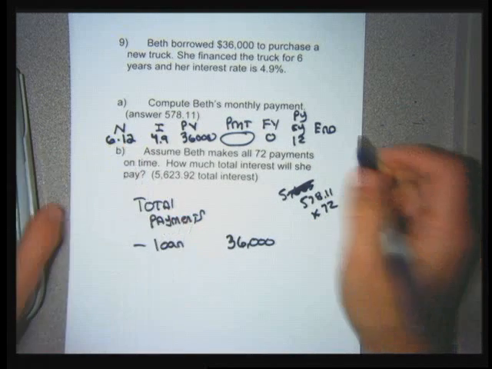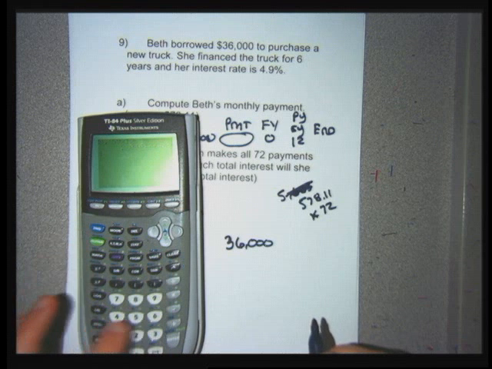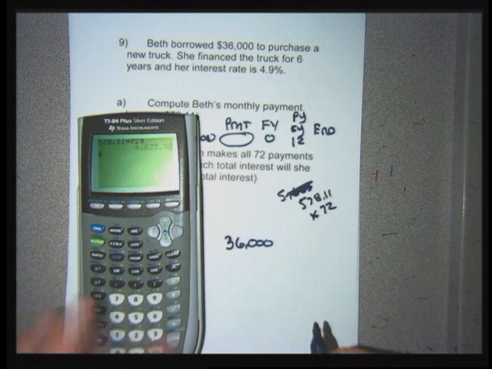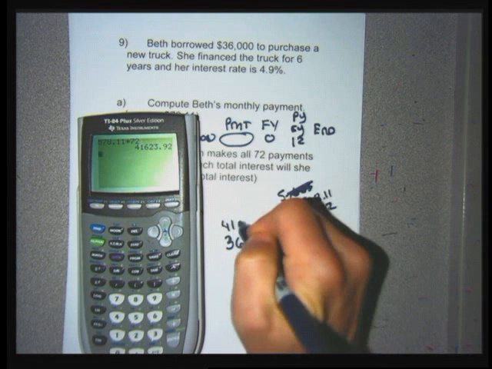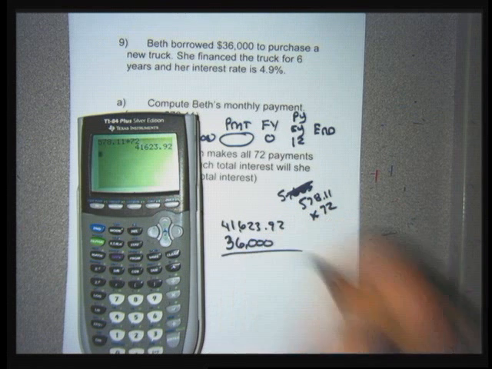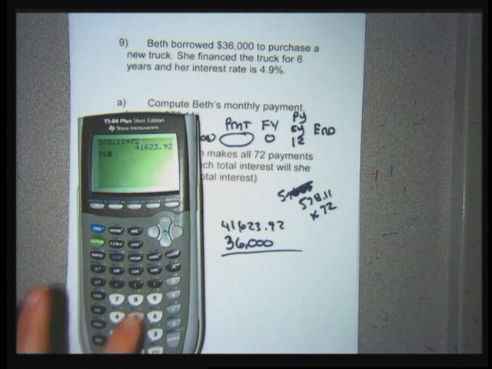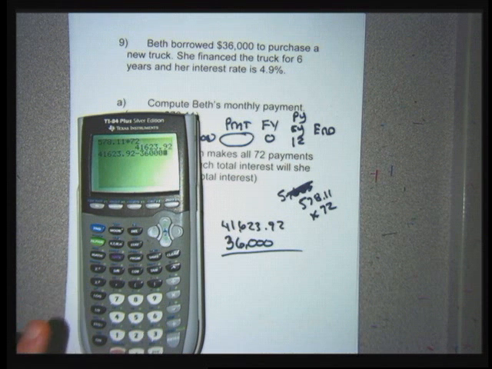That's 6 times 12. So for her total payments, I get out of this TVM screen to do this computation, take 578.11, multiply it by 72. So she's going to make $41,623.92 in payments on the vehicle, but her loan is only $36,000.